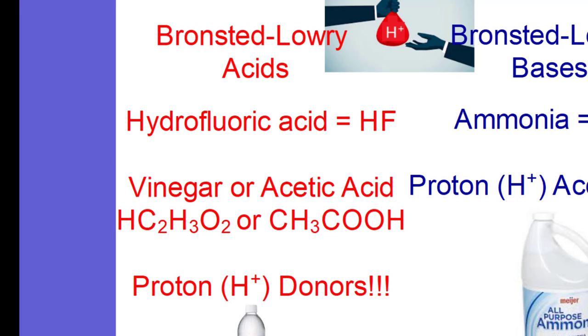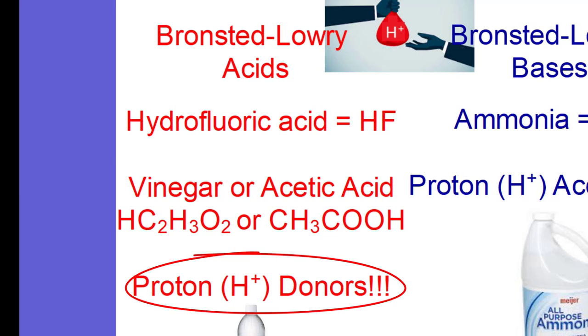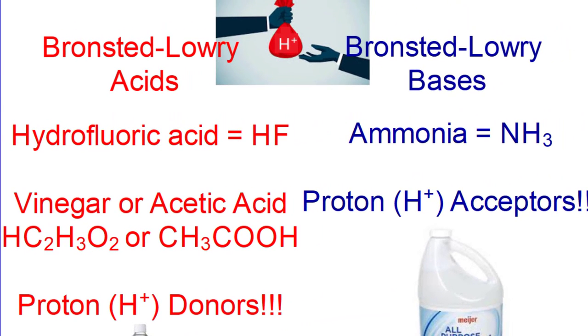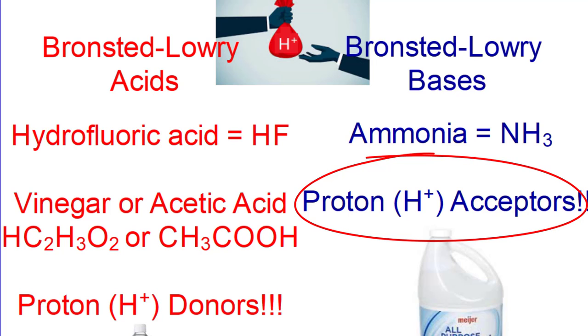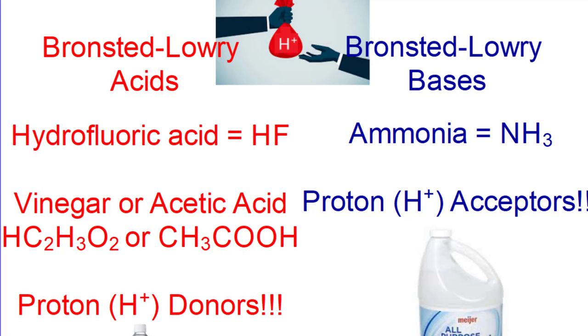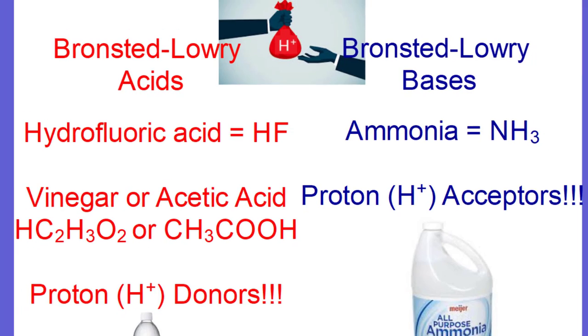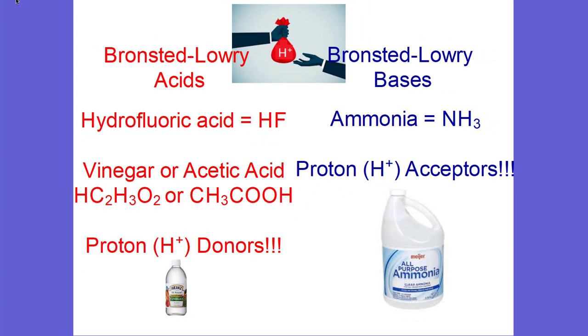And what do we know about Bronsted-Lowry acids? They are proton donors. They have H+, so they give away H+, which means Bronsted-Lowry bases are proton acceptors. They accept the H+. And this is something like ammonia or CH3NH2. These Bronsted-Lowry bases accept the protons, whereas the acids give away the protons.